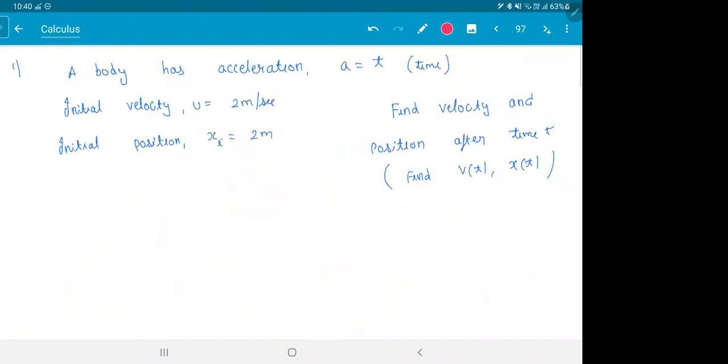You know what most people do? 90% of people will do this thing. They'll write v is u plus at and a is t, so t square. Is this right? What's wrong with this? You derived this equation for what? When a is constant. Now, how are you suddenly putting a is equal to t in this? Are you getting the mistake?